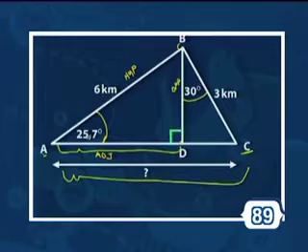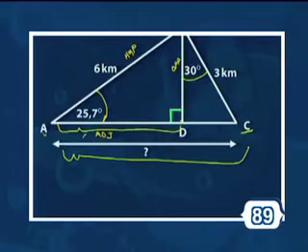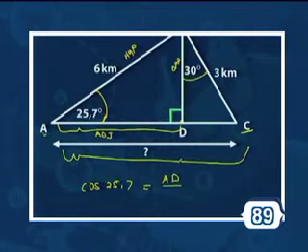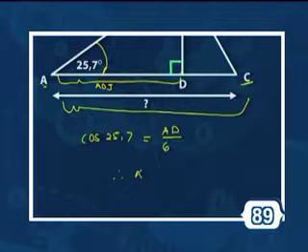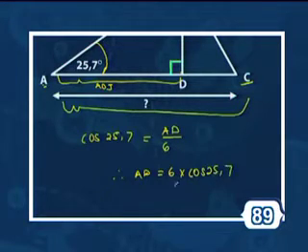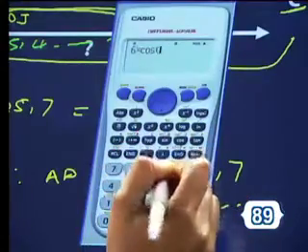opposite 25,7. So therefore, if we set this up, we've got the hypotenuse, we're looking for the adjacent, and guys, you should know by now, adjacent over hypotenuse is the ratio for cos. So I can say cos of 25,7 would be the adjacent, which is AD, over the hypotenuse, which is 6. So therefore, using my calculator, if I times both sides by 6, I will get that AD is 6 times cos 25,7. So it's 6 times cos 25,7.